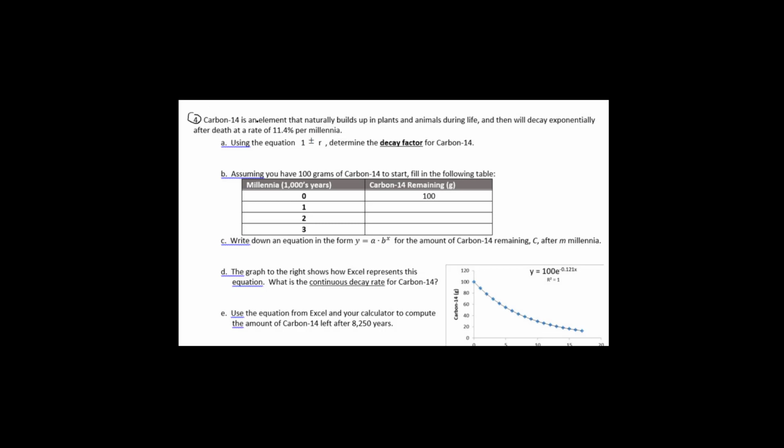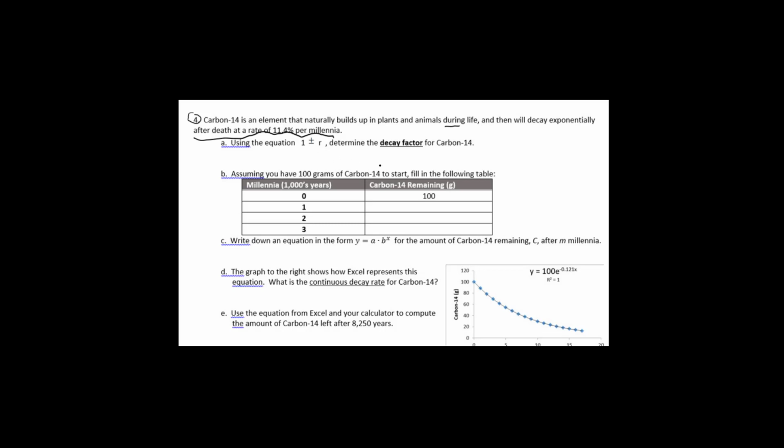So carbon-14 is an element that naturally builds up in plants and animals during their life, and then will decay exponentially after death at a rate of 11.4% per millennium. That means per 1,000 years. So every 1,000 years, it decays by 11.4%. Using the equation 1 plus or minus r, determine the decay factor of carbon-14.